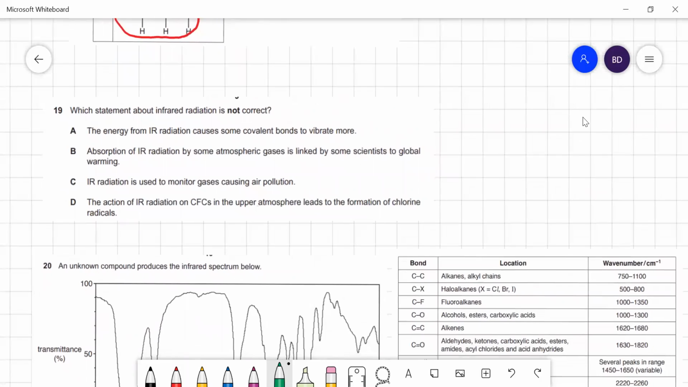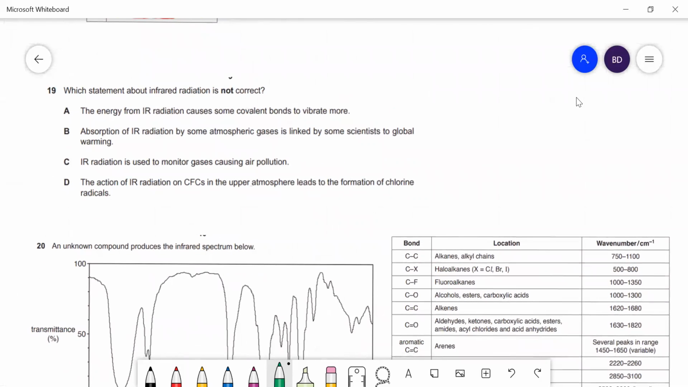Right, which statement about infrared radiation is not correct? Okay, infrared radiation causes some covalent bonds to vibrate more. That is true. Most covalent bonds will absorb infrared radiation, and that increases the vibration. Absorption of infrared radiation by some gases is linked to global warming. That's correct. It's by carbon dioxide chiefly, isn't it? By methane also. Infrared radiation is used to monitor gases causing air pollution. That's true.